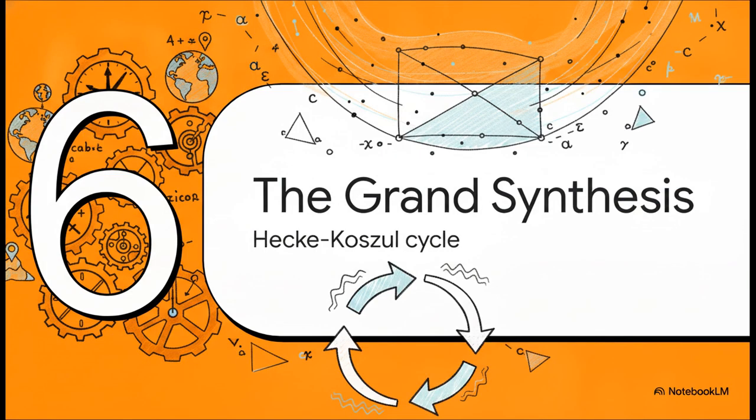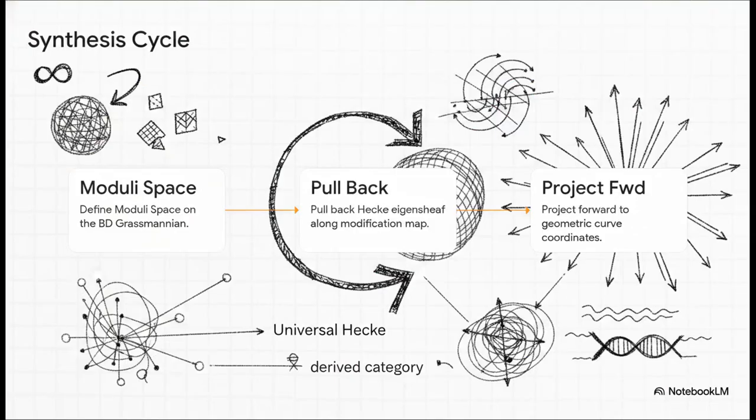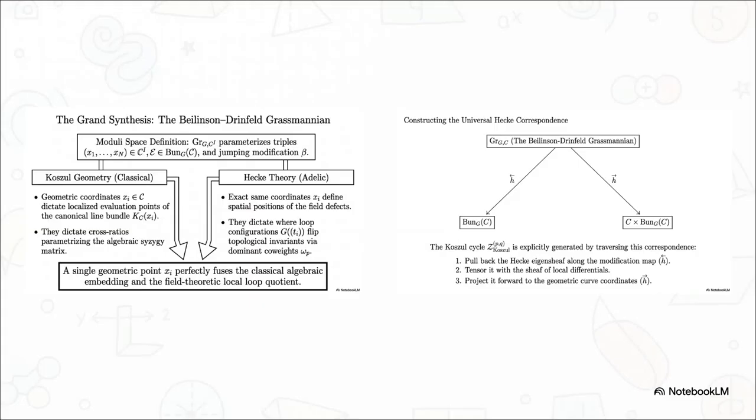And finally, Part 6, the grand synthesis cycle. By walking through these three vital steps, first, defining our moduli space on the Beilinson-Drinfeld Grassmannian, second, using the modification map to pull back our eigensheaf, and third, projecting it forward, we establish the universal Hecke correspondence over the derived category of perverse coherent sheaves. This is exactly how we link the spatial positions of Hecke modifications directly to the geometric loci that organize our syzygy modules. Notice the perfect fusion happening here.